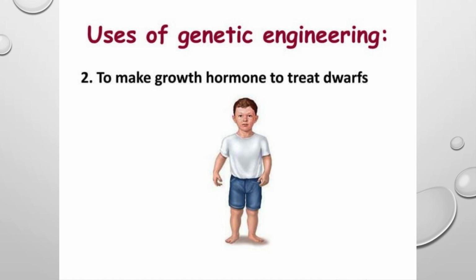Before genetic engineering, growth hormone was taken from the brains of people who had died, which was unsafe and very limited. But nowadays, scientists can insert the human growth hormone gene into bacteria, and that bacteria produces safe, pure human growth hormone for medical use. Genetic engineering helps doctors treat children with growth problems by giving them human-made growth hormone that works just like the natural one.